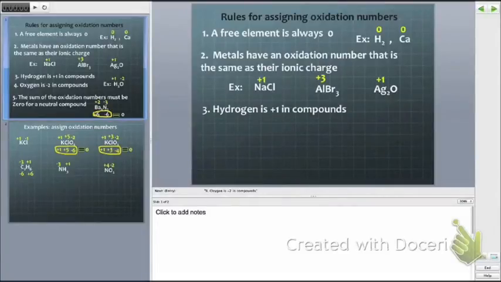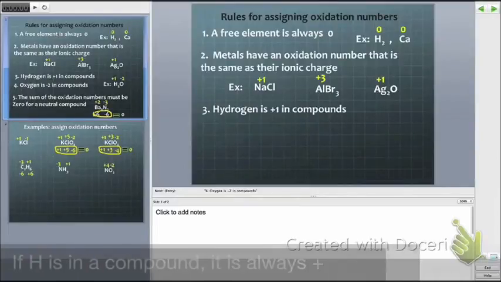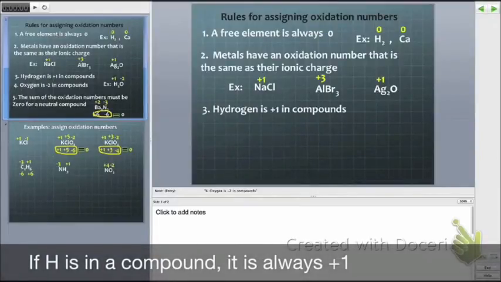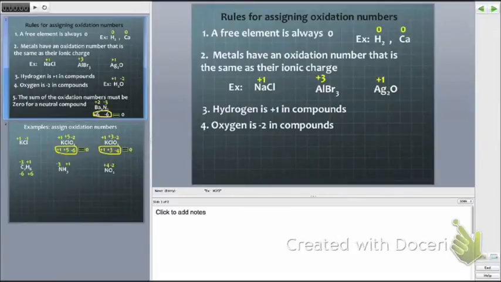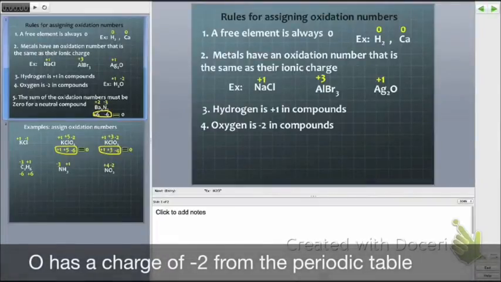All right, our next rule. Hydrogen is +1 in compounds. So if H shows up, it's going to be +1. Just go with it. Okay, I'm just going to go with it. All right, and oxygen is always going to be -2. Well, that one makes a little bit more sense. I mean, it's -2 on the periodic table. And hydrogen, remember, is in group 1, so like the rest of the alkali metals, it can be +1.